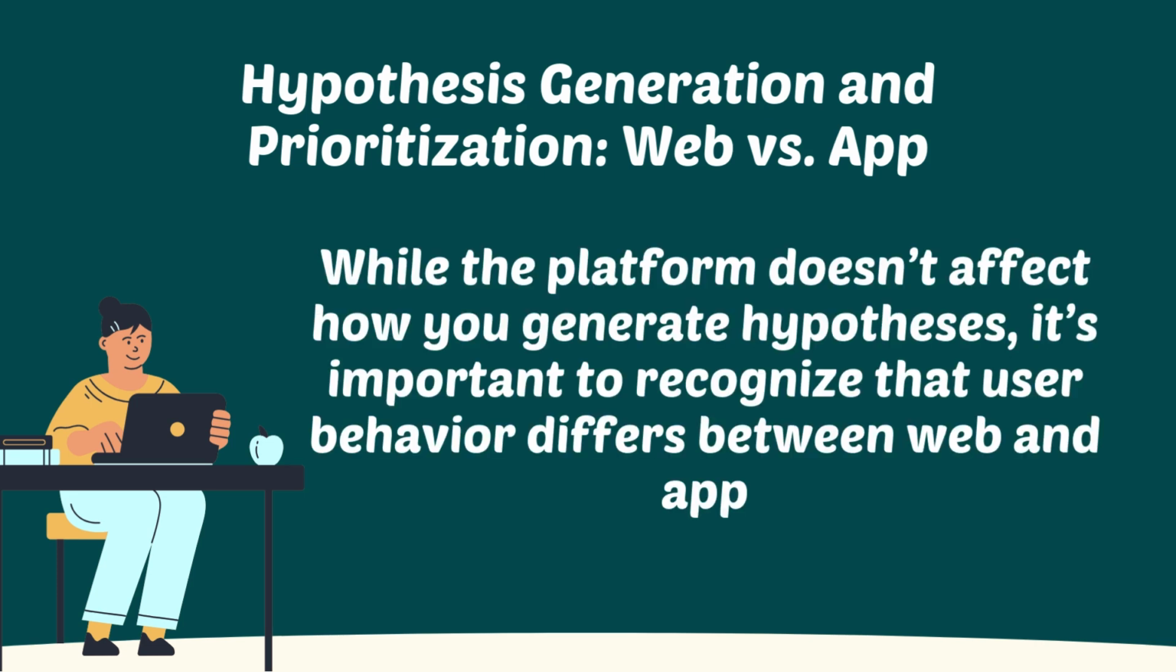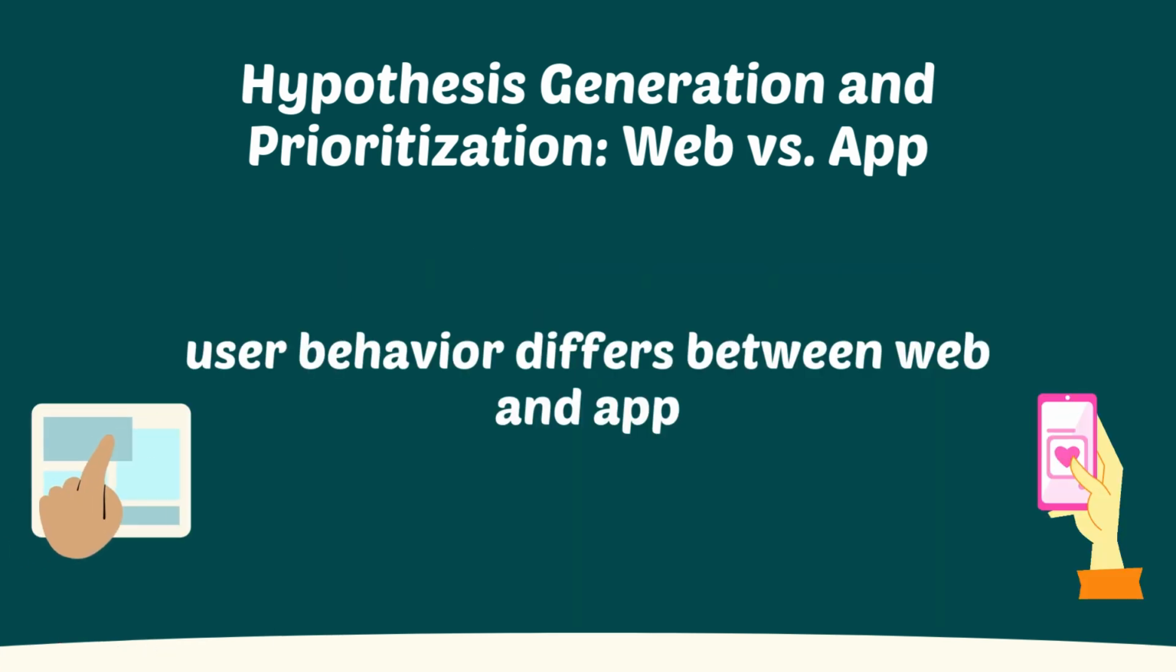While the platform doesn't affect how you generate hypotheses, it's important to recognize that user behavior differs between web and app. For example, users who purchase on the web often follow a different flow and decision-making process compared to in-app buyers. Onboarding paths, session lengths, and friction points can vary significantly.